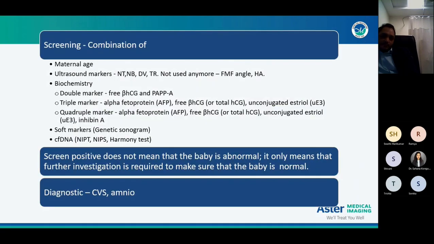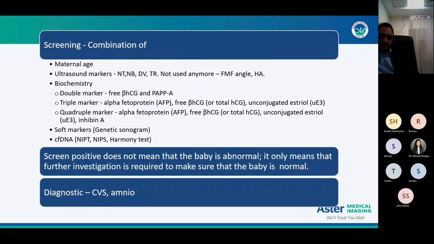Now, there are two things we can do to diagnose the aneuploidies. One is screening tests and another is diagnostic test. Diagnostic tests such as chorionic villus sampling and amniocentesis can confirm the diagnosis of aneuploidy. But for doing this, we have to make the patient undergo an invasive procedure. Although the invasive procedure has only a small risk, that is up to 1% risk of miscarriage or limb reduction abnormalities.